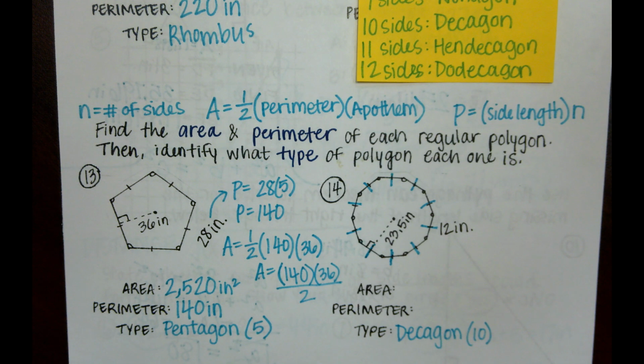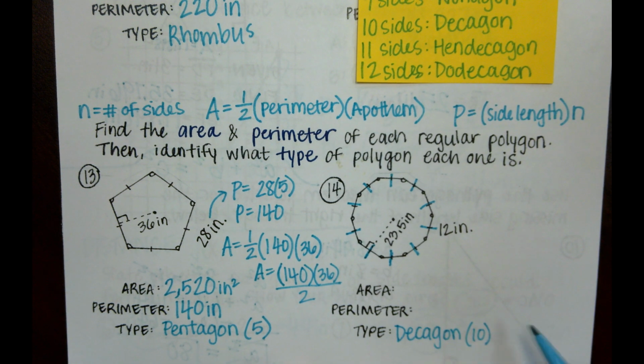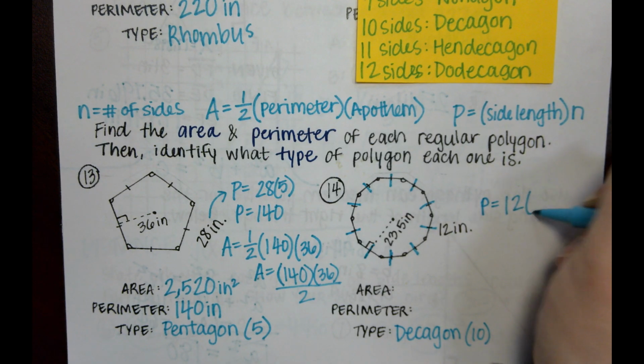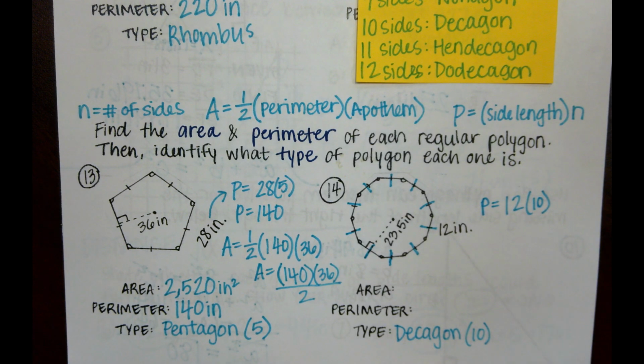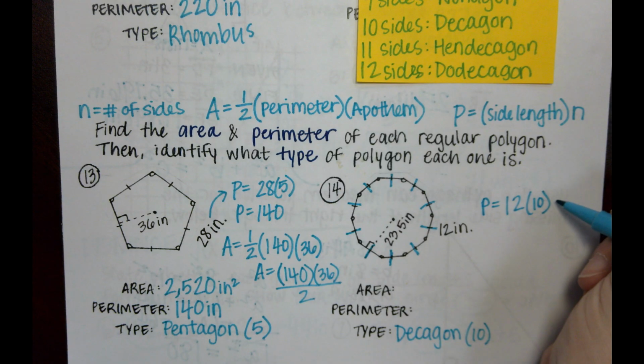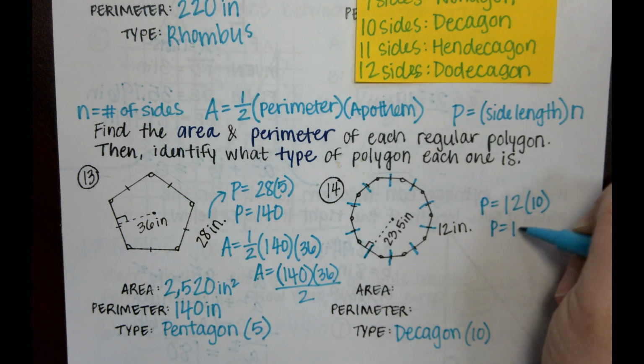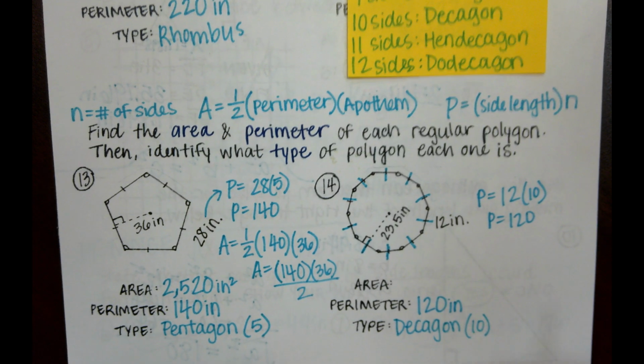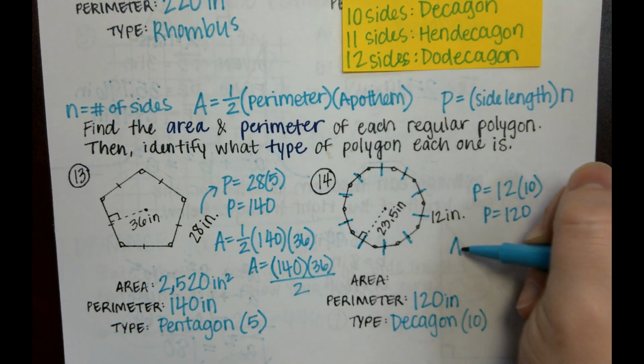Okay, how'd you find perimeter? I did 12 times 10. Perfect. The sides are 12 inches, and there's 10 of them, so 12 times 10, and you told me that it was 120. 120 inches. So how'd you find area?